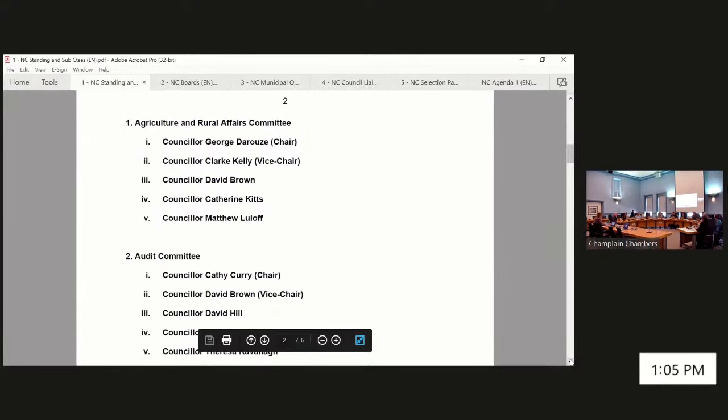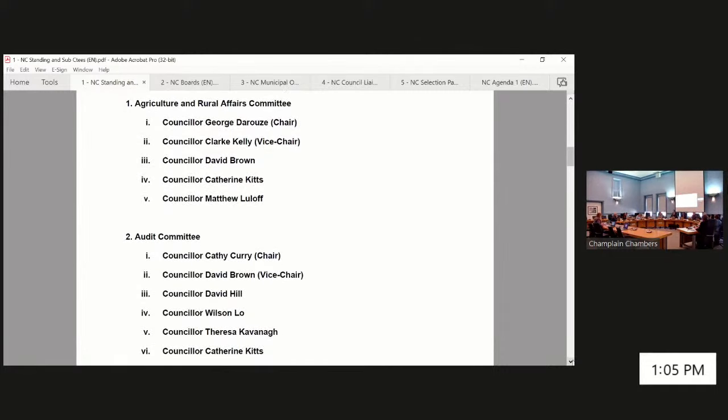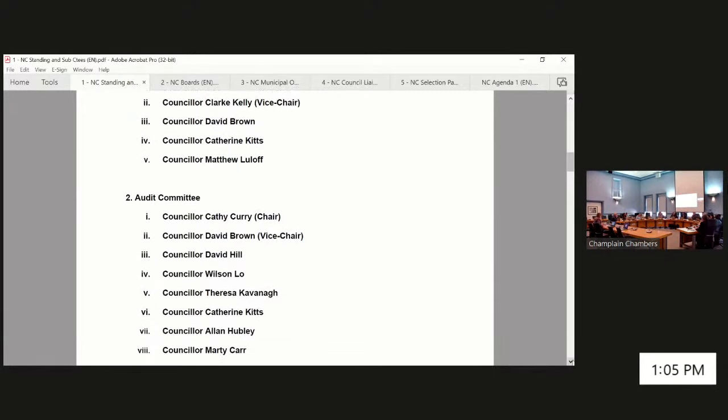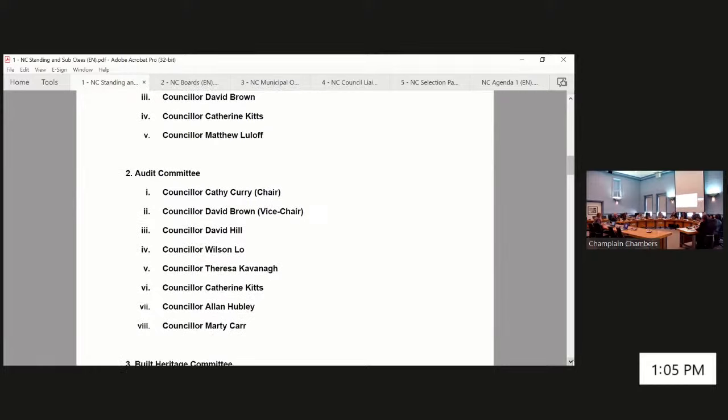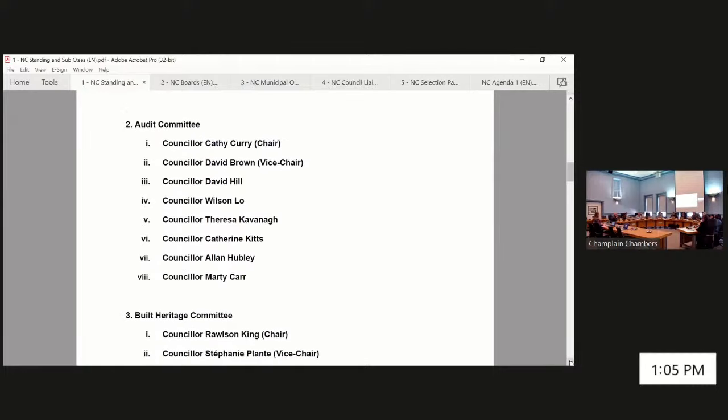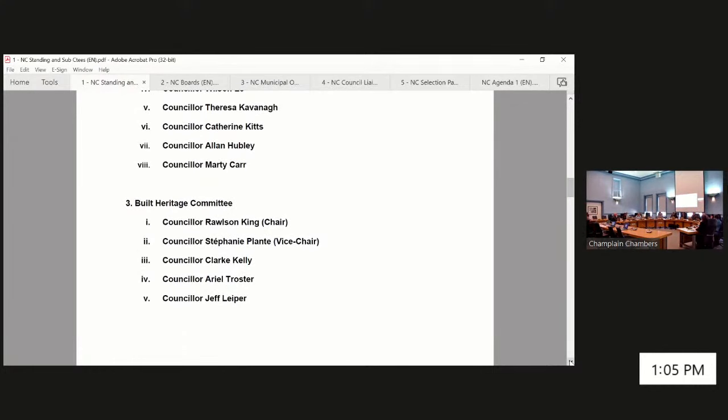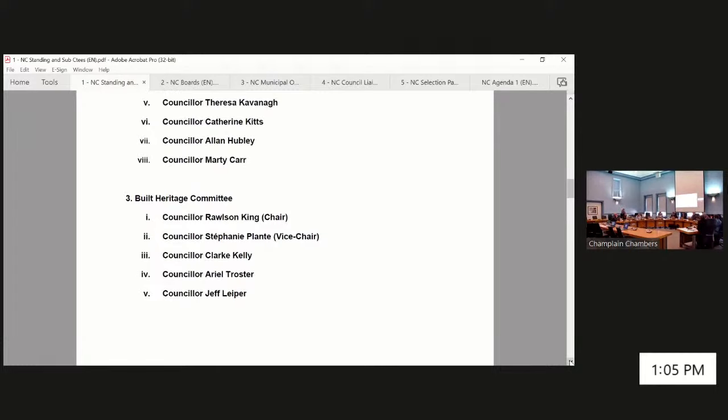1, Agriculture and Rural Affairs Committee, Councillor Derues, Chair. Councillor Clark, Vice Chair. Councillor Brown, Councillor Kitts, and Councillor Luloff. 2, Audit Committee, Councillor Curry, Chair. Councillor Brown, Vice Chair. Councillor Hill, Councillor Lowe, Councillor Kavanaugh, Councillor Kitts, Councillor Hubley, Councillor Carr. 3, Built Heritage Committee, Councillor King as Chair, Councillor Plant as Vice Chair, Councillor Kelly, Councillor Troster, Councillor Leeper.